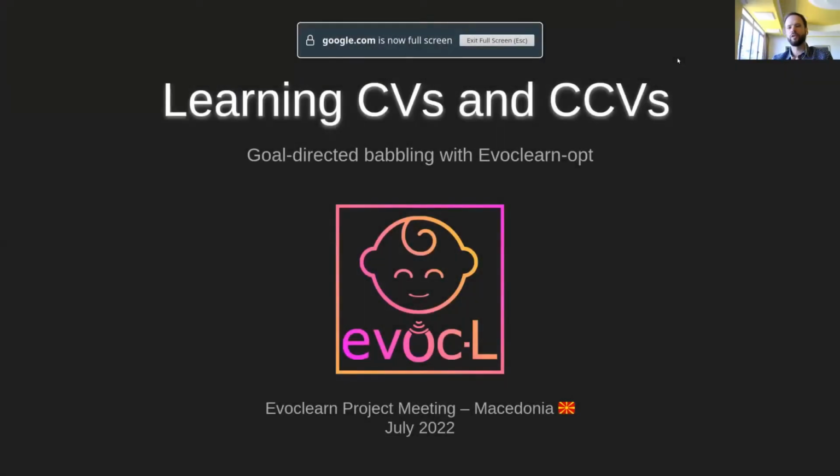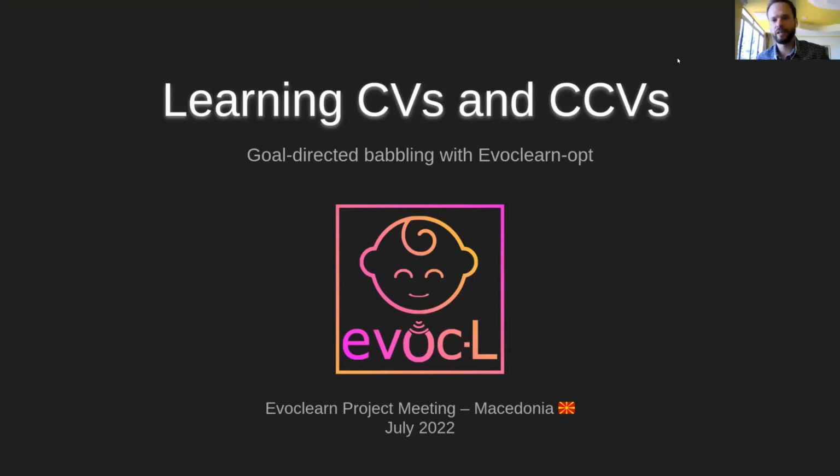Okay, thank you. So my presentation is also in the context of the simulation of early vocal learning project. We just call it Evoclearn for short. And I'll specifically be talking about how we implemented goal-directed babbling in the project. This is basically articulatory exploration of the vocal tract towards producing specific consonant vowel sounds.